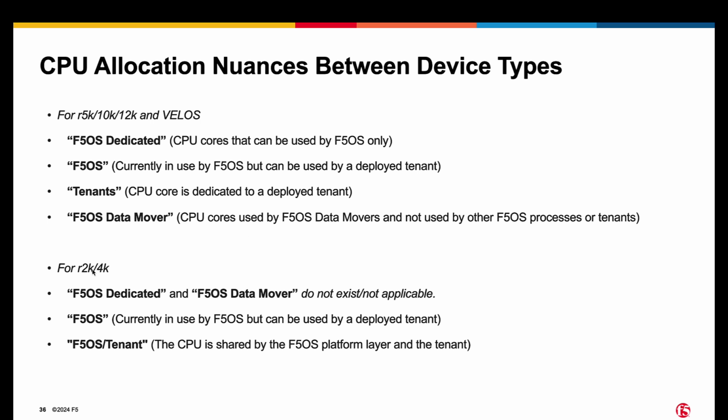On the R2K and 4K, there is not a concept of F5OS dedicated or F5OS data mover. On these appliances, a CPU can be either F5OS, which means that it's used by F5OS currently, but is available to be used by a tenant. Or a CPU can be F5OS/tenant, meaning that the CPU is shared by the F5OS and the tenant that's running on the R2K and 4K appliances.